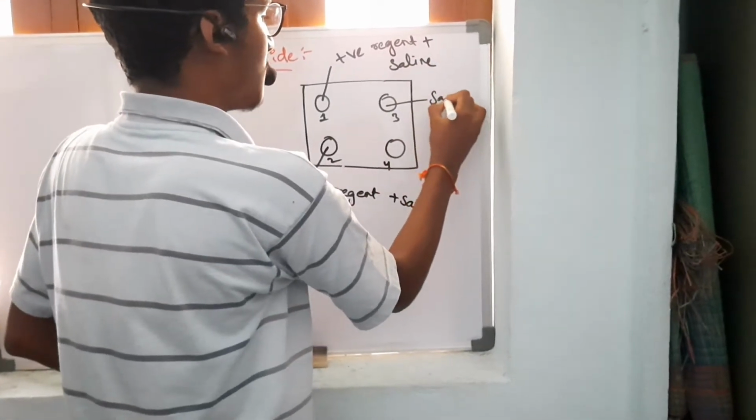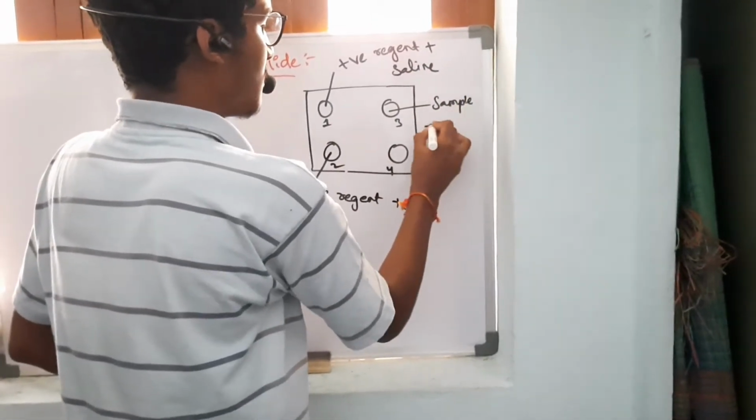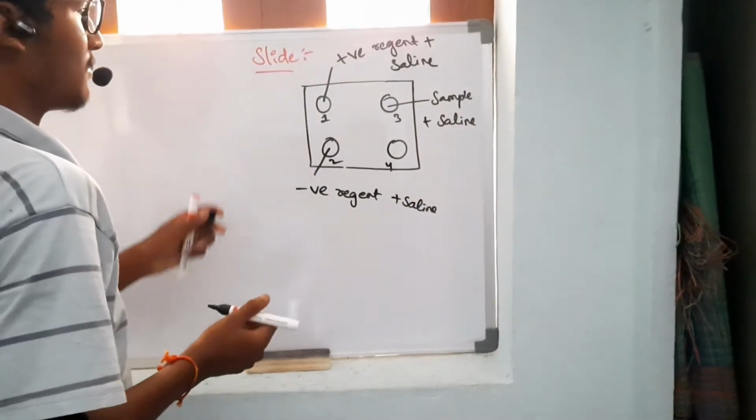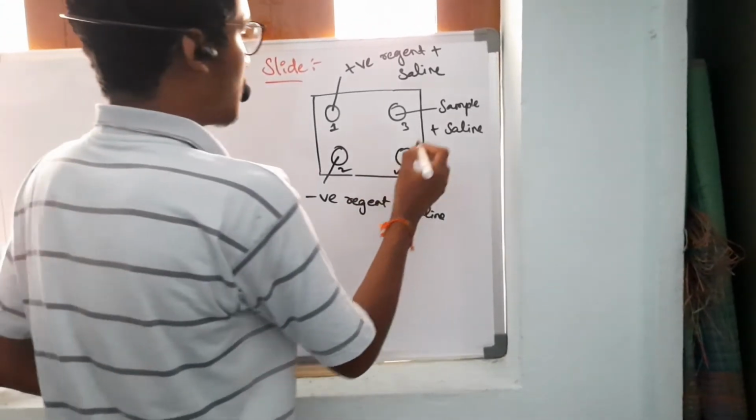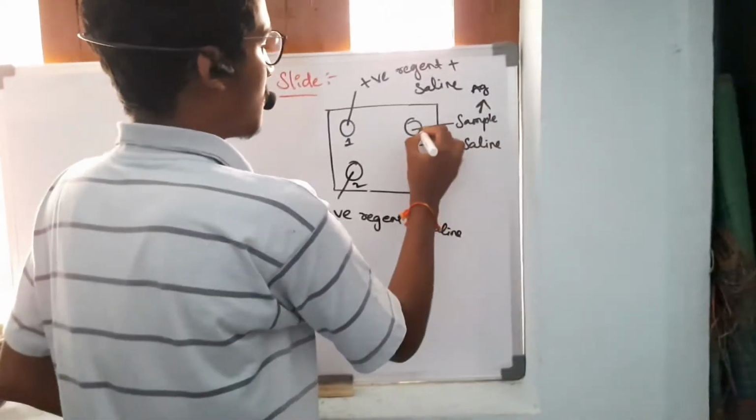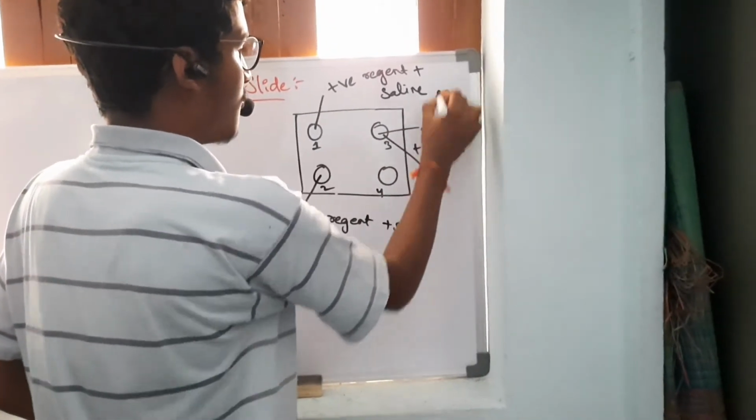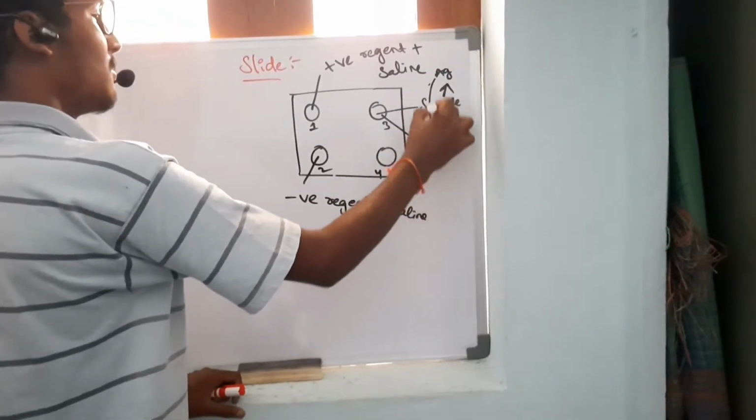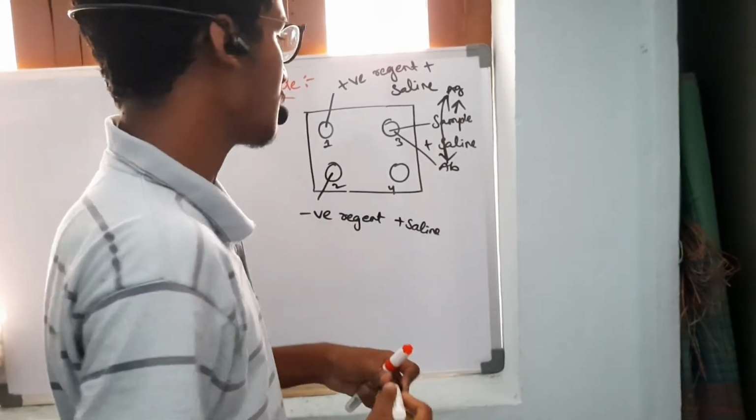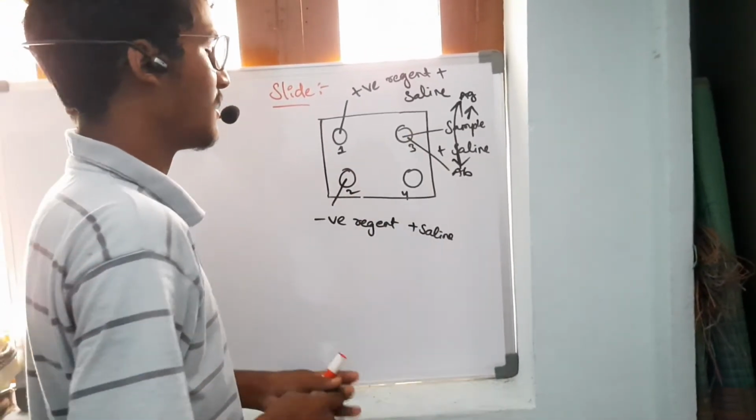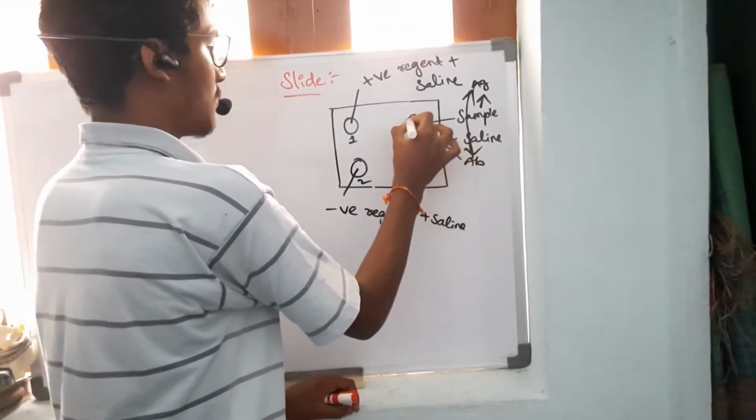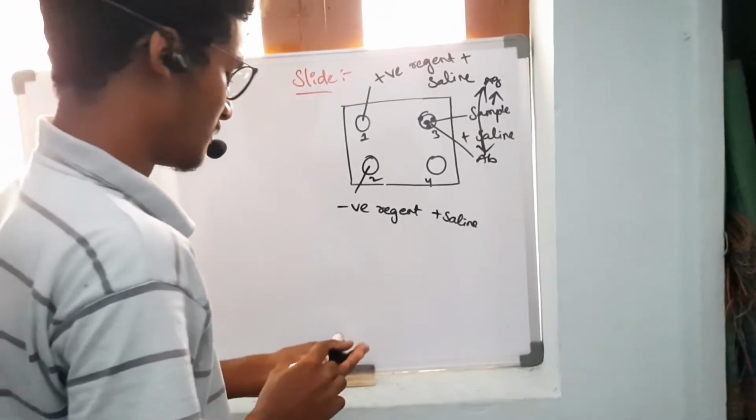Here, sample plus saline. And if the sample contains an antigen, here we are going to add an antibody. These both get involved in an antigen-antibody reaction and form a clump. This is a slide agglutination.